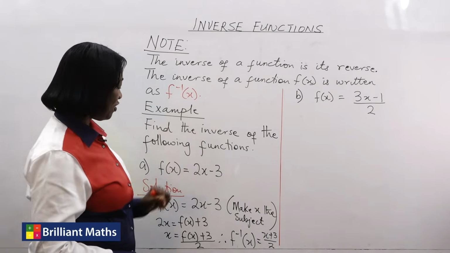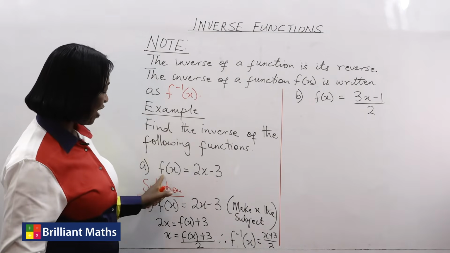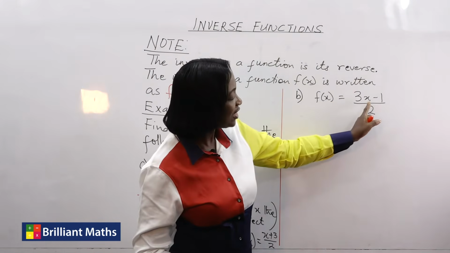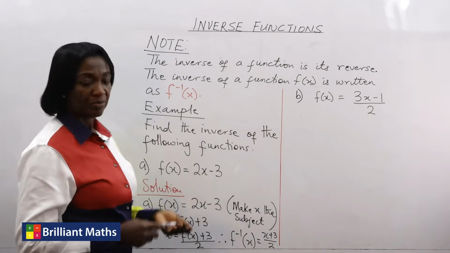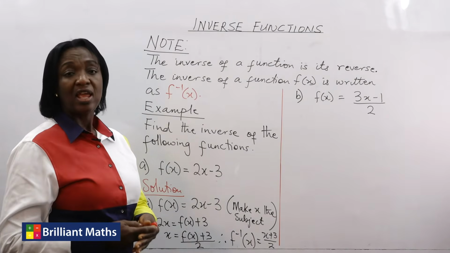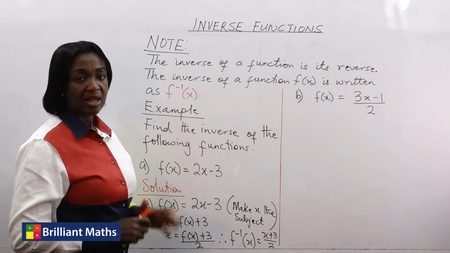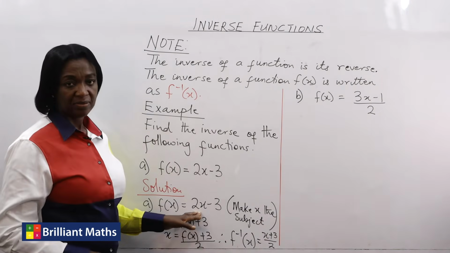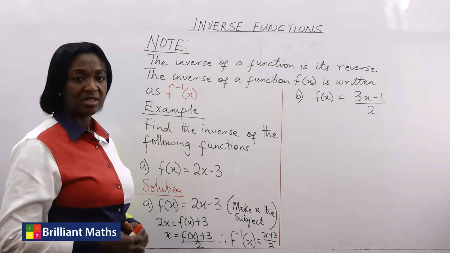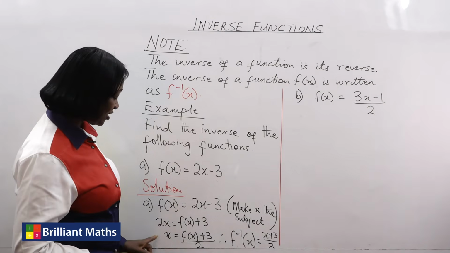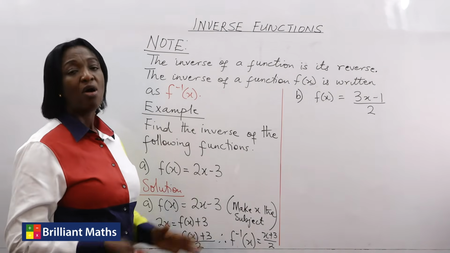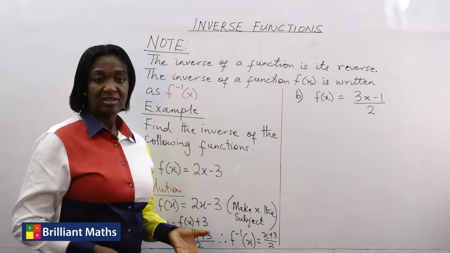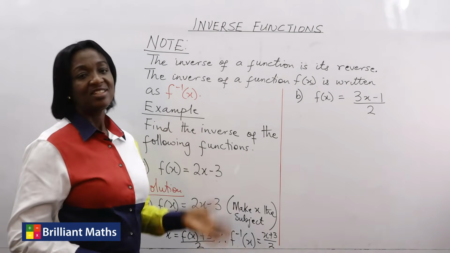Example: find the inverse of the following functions. The first function is f of x is equal to 2x minus 3. And the second function is f of x is equal to (3x minus 1) over 2. The steps to finding the inverse of a function are as follows. First, make x the subject. Then after you have made x the subject, you change your x to f inverse of x, and then change your f of x to x, since the reverse is the inverse.